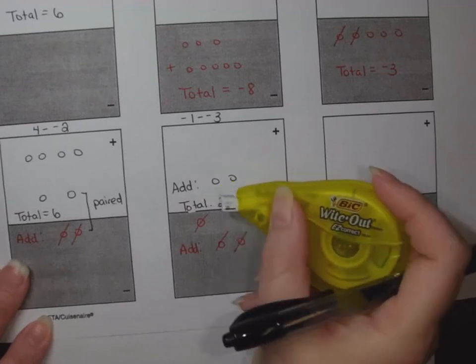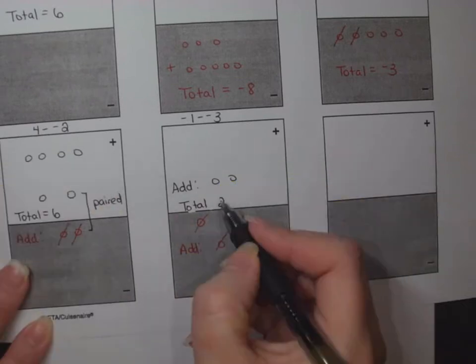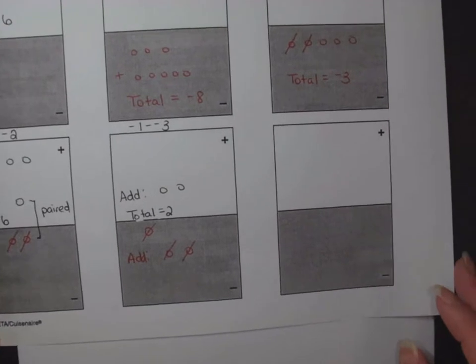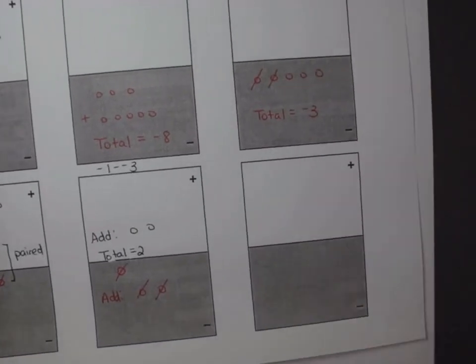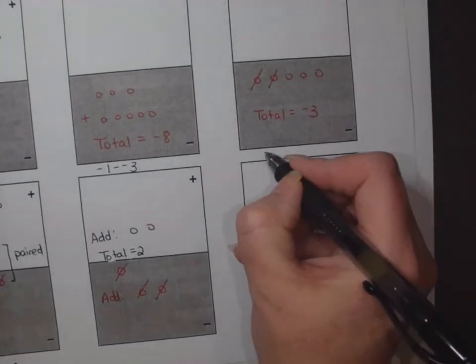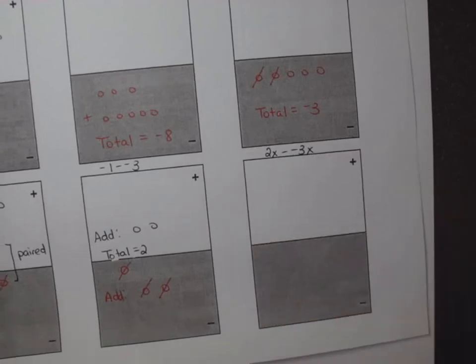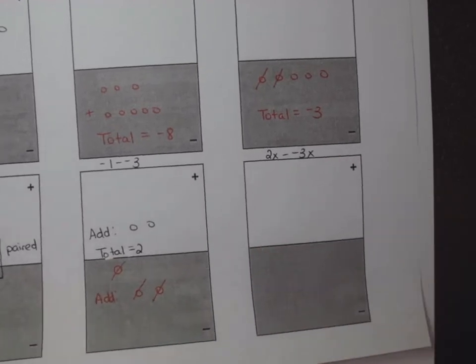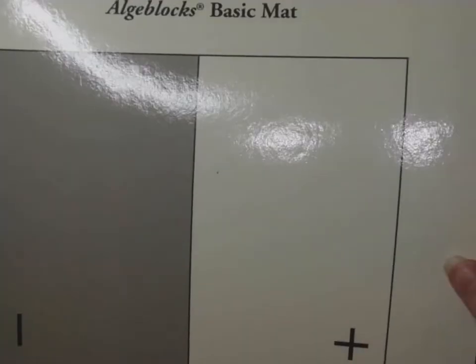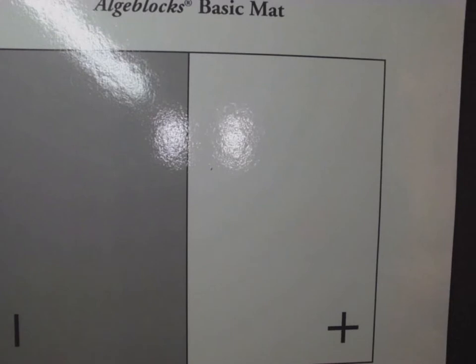Okay, so let's look at maybe adding things with x in it. You're going to find it's not that much different. So what if I told you to take 2x and subtract off minus 3x? So 2x take away negative 3x. So we're going to start with 2x.